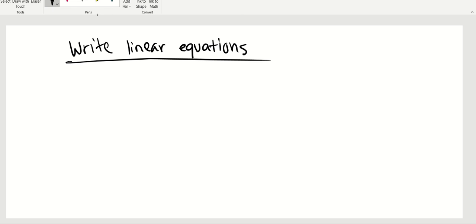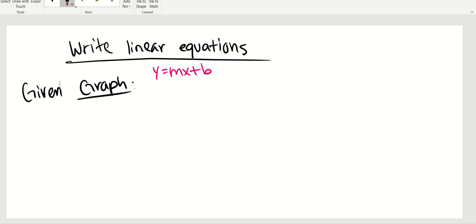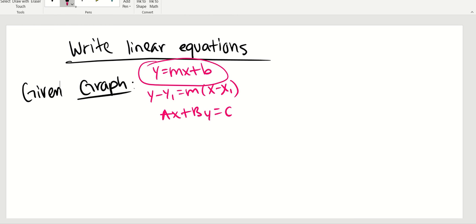So writing linear equations. If you are given a graph, what you need to do is identify what form can help you find the answer faster. So you have the option of y equals mx plus b, y minus y1 equals m, x minus x1, or standard. But like I said, all of them can get you to where you need to be. The easiest, most simple, and most famous one to create is y equals mx plus b.